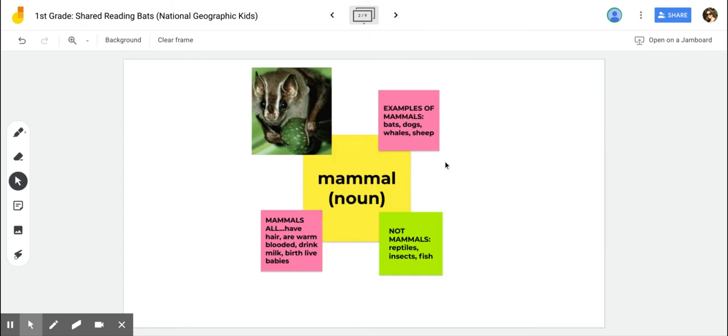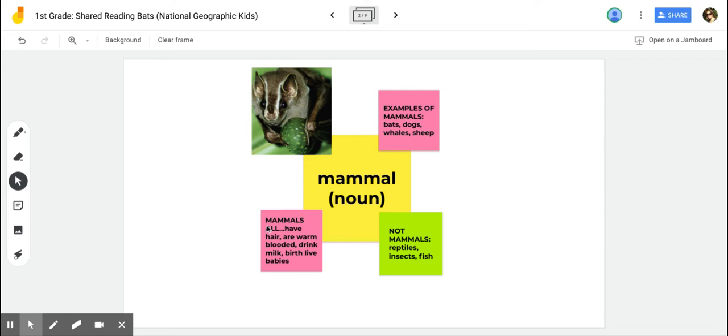First, let's study a word that's going to be important in this book. The word is mammal. You say that. Mammal. A mammal is a noun because it's a thing. It's a kind of animal. And a bat is one example of a mammal. Some other mammals might be dogs, whales, sheep. Even we are mammals, people.